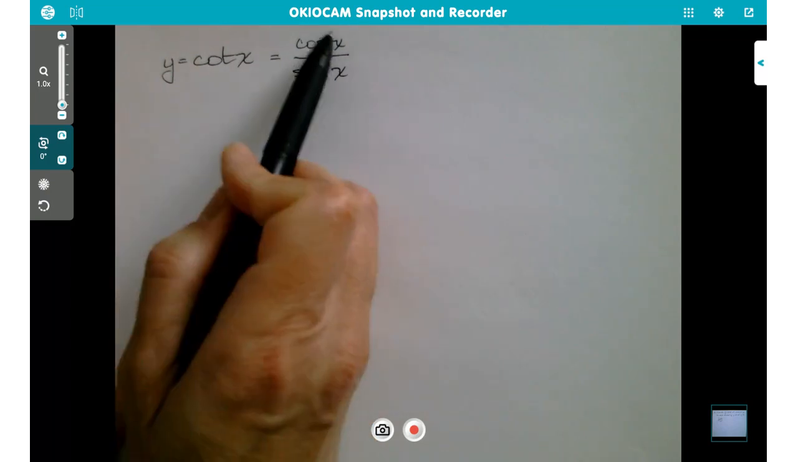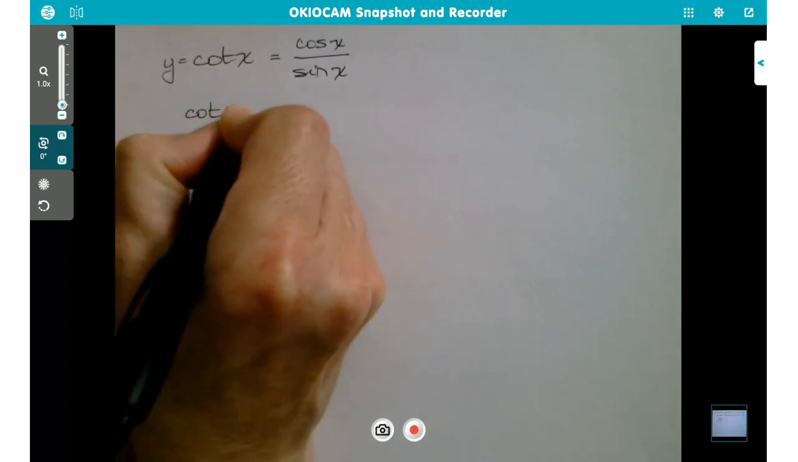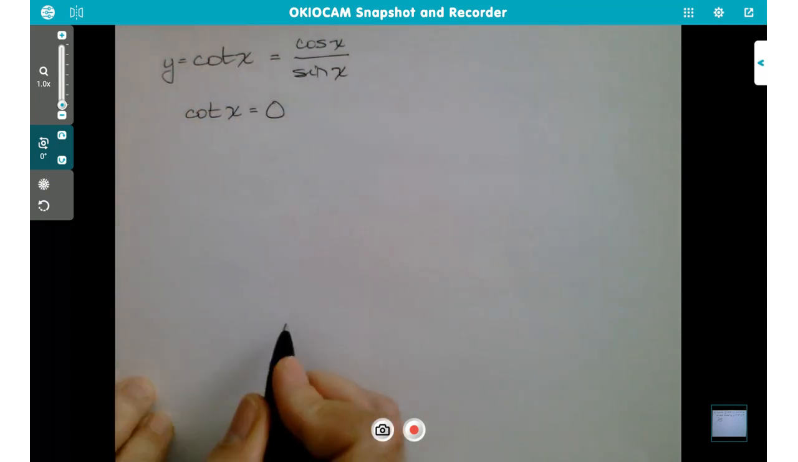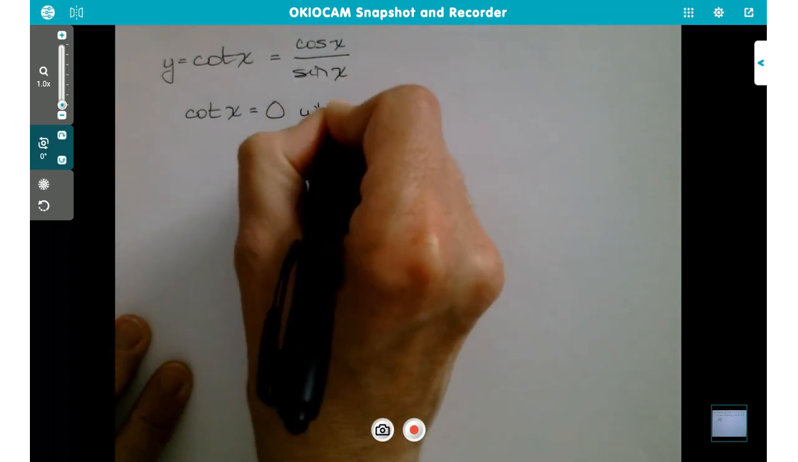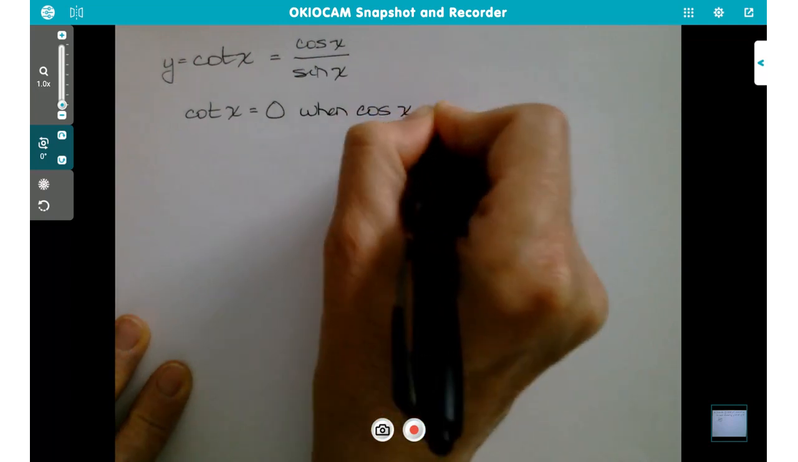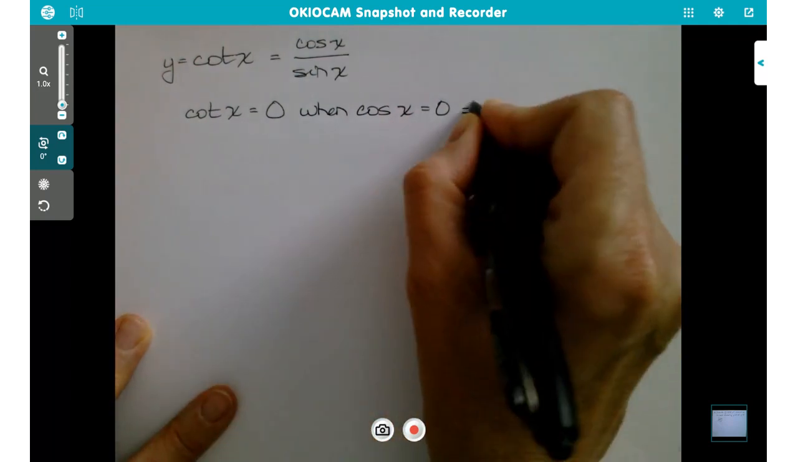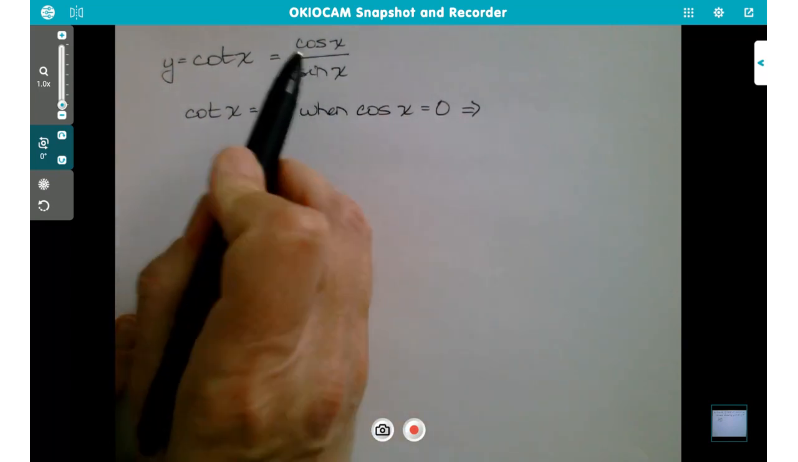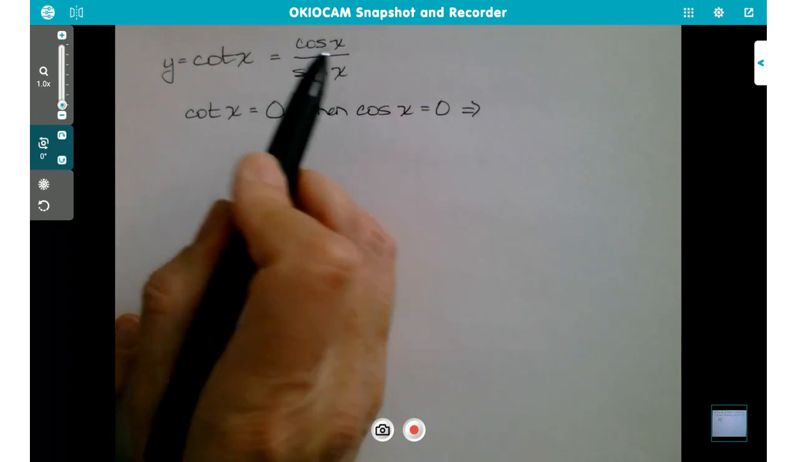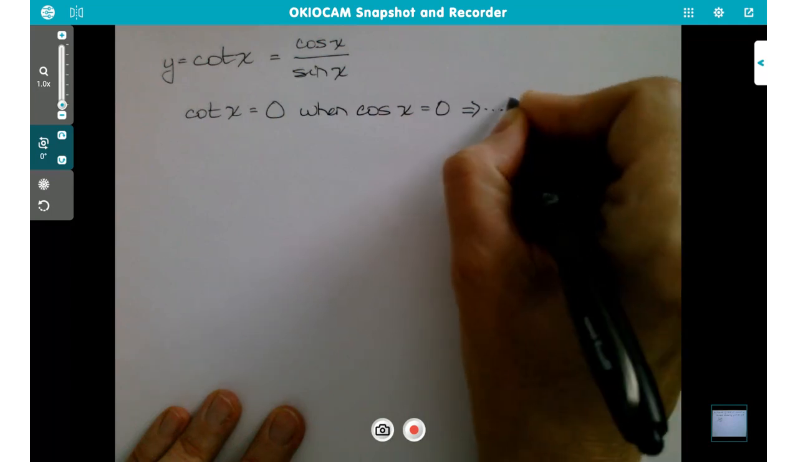Any fraction is equal to 0 where its numerator is 0. So the cotangent is going to have a 0, have an x-intercept wherever the cosine is 0. And we know something about that. The cosine values are 0 at odd number multiples of pi over 2. Cosine of pi over 2 is 0, 3 pi over 2, 5 pi over 2, 7 pi over 2, the negative ones, any odd number multiple of pi over 2.